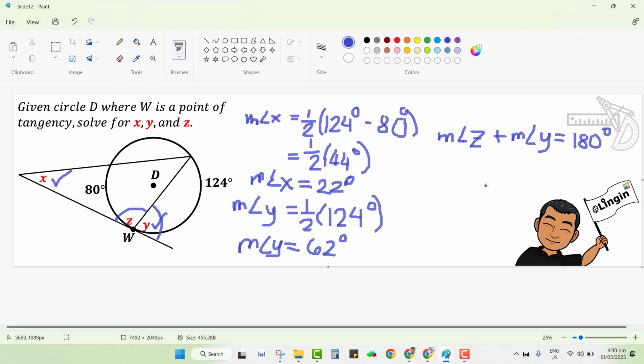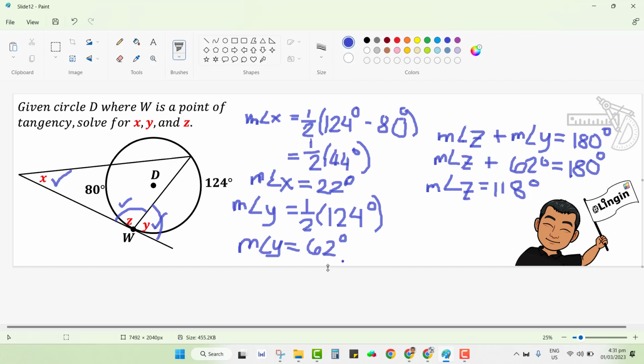If it is said that angles form a linear pair, they are supplementary. And since we already have the value for Y, which is 62, we could simply substitute here: the measurement of angle Z plus the solved value for Y, which is 62, must be equal to 180 degrees. That would mean the measurement of angle Z is the difference of 180 and 62, which will give you a result of 118 degrees. This is just one way of solving angle Z.